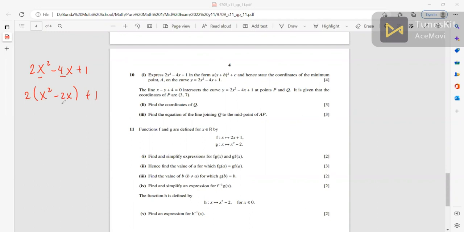Then this minus 2, I divide by 2, I got minus 1. So 2 times (x minus 1) squared, minus 2 times minus 1 squared, plus 1. So I got 2 times (x minus 1) squared minus 2 plus 1. So 2 times (x minus 1) squared minus 1.